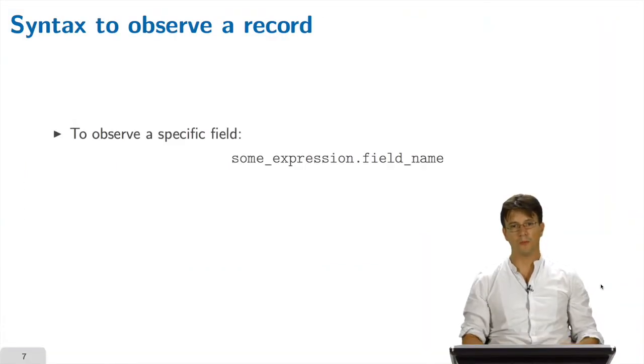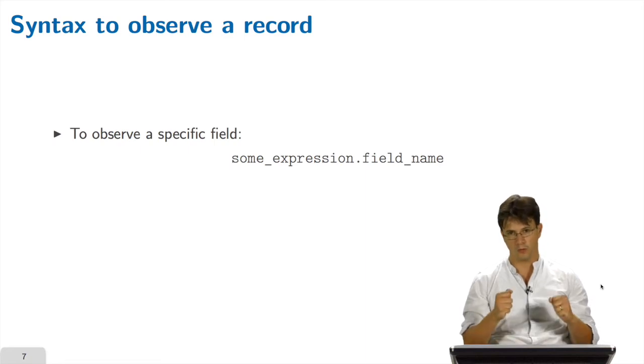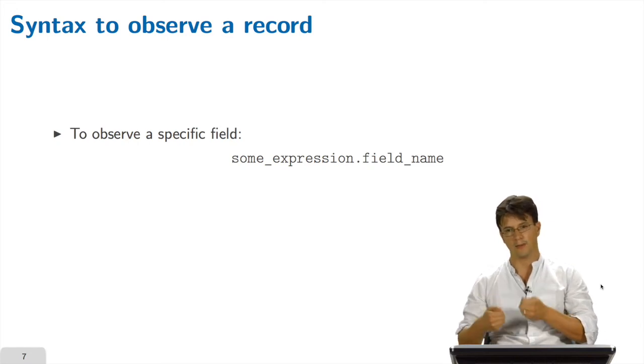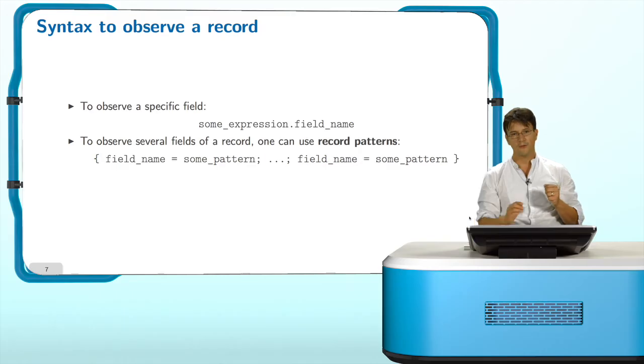So now, if you want to observe a specific field of a record, you can use a dot notation. So you write the expression that evaluates into a record, dot, and after that, the name of the field you want to observe. If you want to observe several fields of a record, you can use a record pattern. And in this record pattern, you will enumerate all the fields that you want to observe, and for each field, you have to specify right after the equal sign the pattern that is used to observe this particular field.